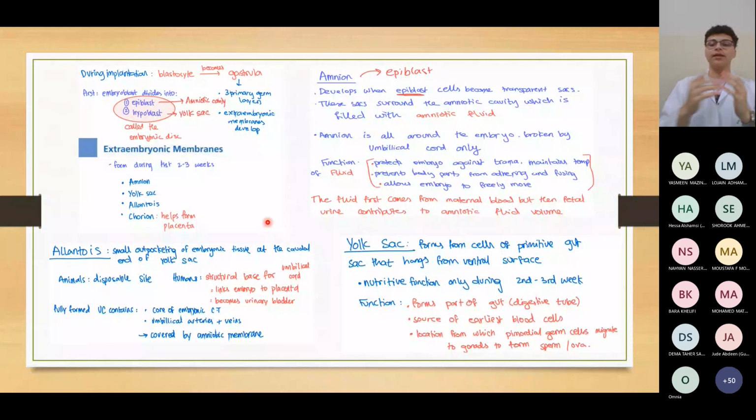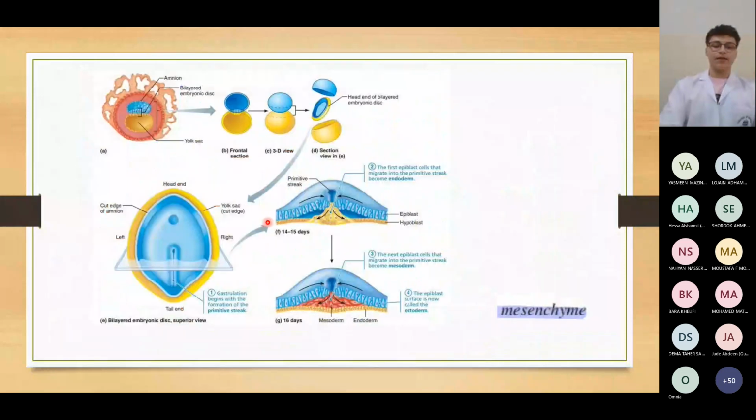And also the earliest RBCs, red blood cells, come out from the yolk sac. And by the way, as you can see, this is the yolk sac. From where does the yolk sac come? It comes from the hypoblast. The hypoblast cells are also going to proliferate and differentiate like this, but down, so they are going to form what? A cavity. We call it what? A yolk sac.